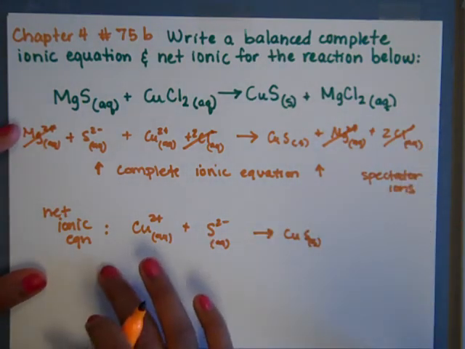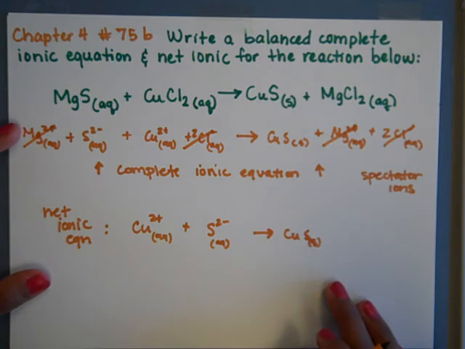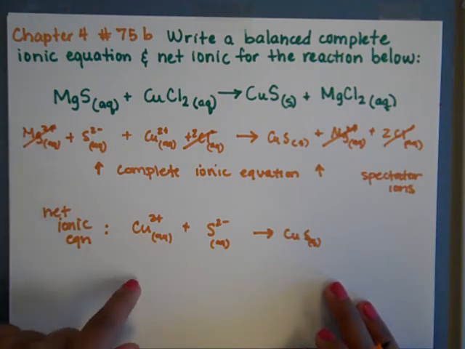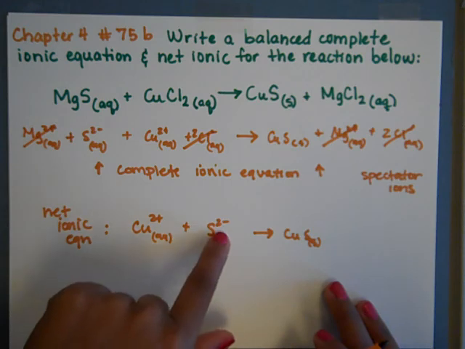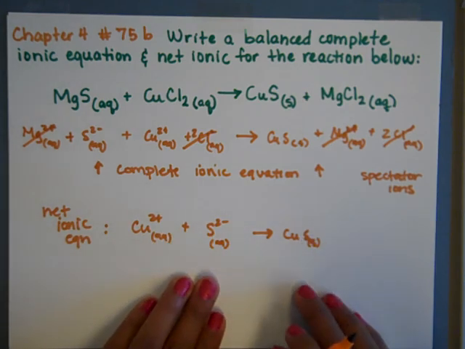Notice that there are no spectator ions in the net ionic equation by definition. So the only difference between the complete ionic and the net ionic is there are no spectator ions. And we have to make sure the charge is also balanced. We have +2, -2, which cancels out to 0. And 0 is on this side as well.